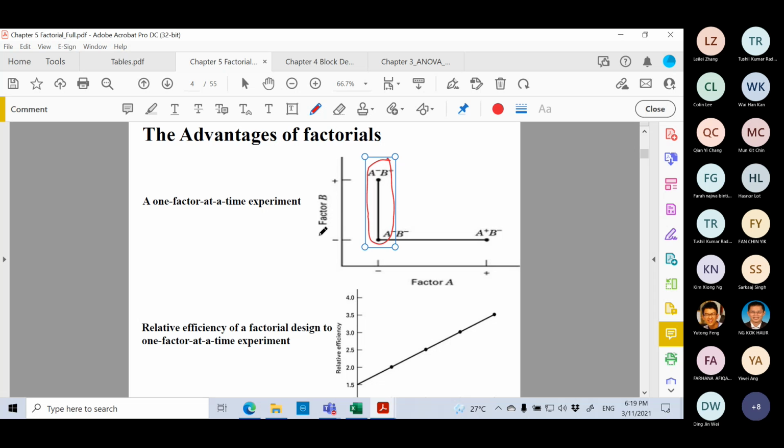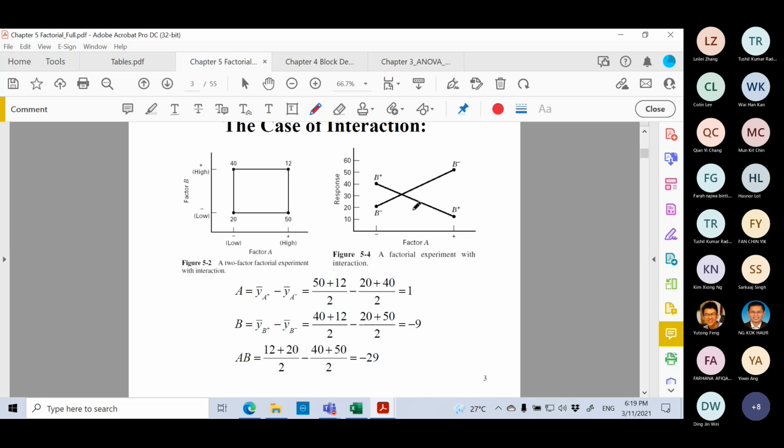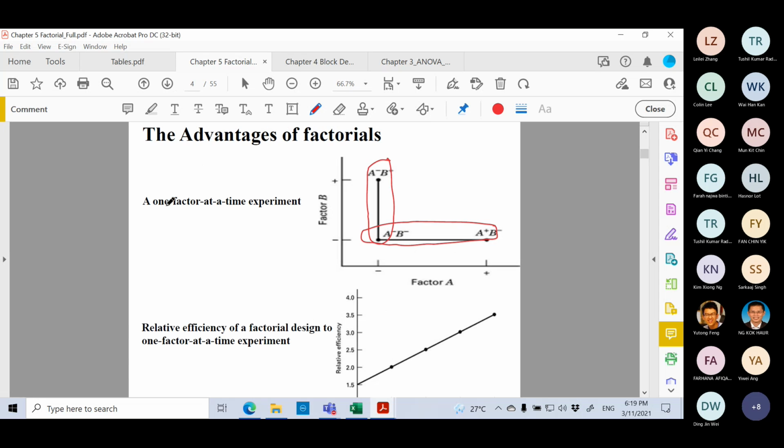Okay. Another thing is we can compare the factor A here. We take it to the negative level. So we just compare one factor at one time. So you will know that, okay, for factor A from negative to positive, what happened? For factor B from negative to positive, what happened? Okay, but you never take care of the interaction effect of these two cross products here. Okay, so if we do it one at a time, then it's not very good.